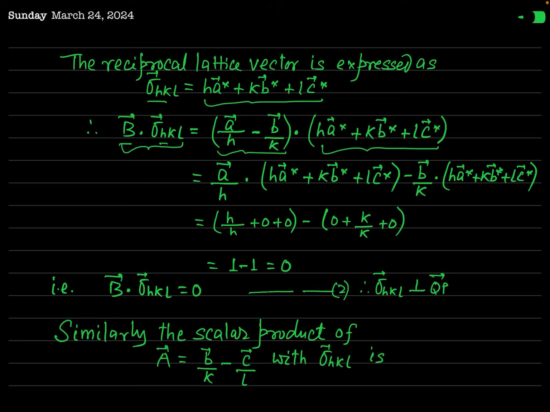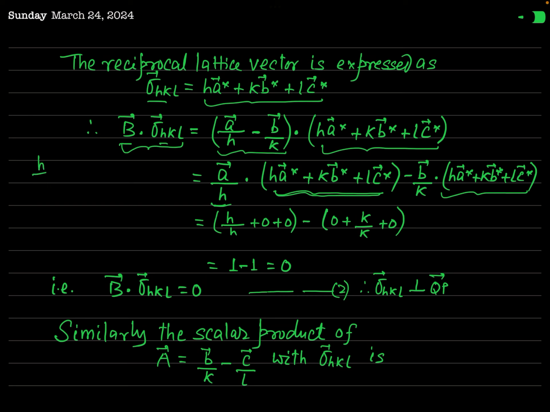So this can be written as A over H dot (HA* + KB* + LC*), and minus B over K dot (HA* + KB* + LC*). Okay. Now take the scalar product of this HA* + KB* + LC* with A by H. So in the first term, what will be your result?